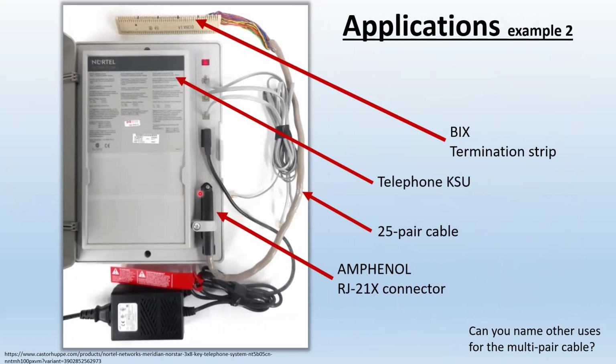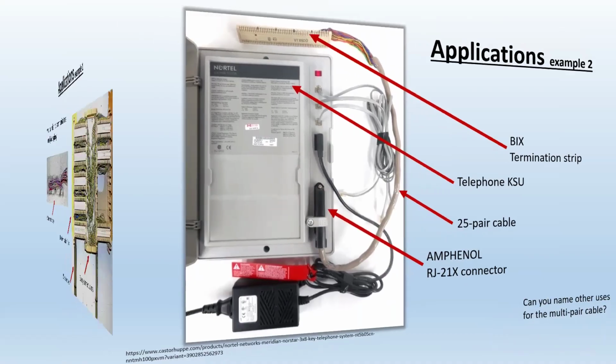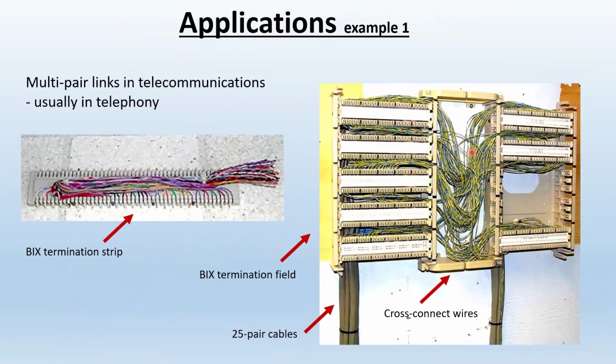Telephony. Here is something called RJ21, and here's X. X stands for male or female. One part of it is male, one part is female, and they plug into each other. So here's a little telephone system that has a bunch of connections. You plug in that 25 pair cable that is terminated onto that RJ21 connector, and that is broken out into the BIX. So you can do the cross connecting just like that.